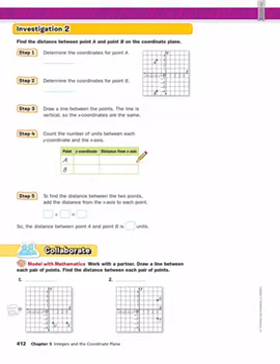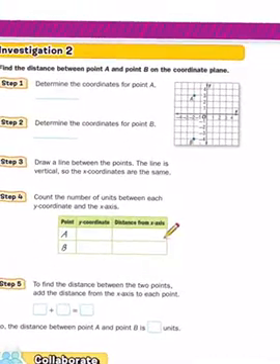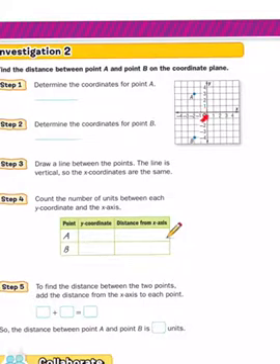So, in investigation 2, notice, it says find the distance between point A and point B. Notice point A is in quadrant 2 and point B is in quadrant 3. So, step 1 says determine the coordinates for A. So, look over at A. Let me get this zoomed in. And A is at -2, +3. So, write that down. -2, +3. Now in step 2, it says determine the coordinates for point B. So B is at -2, -4. So we'll write that down.